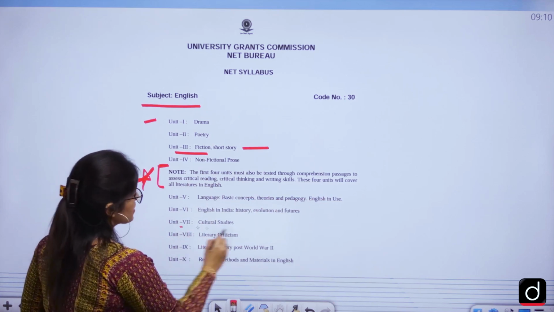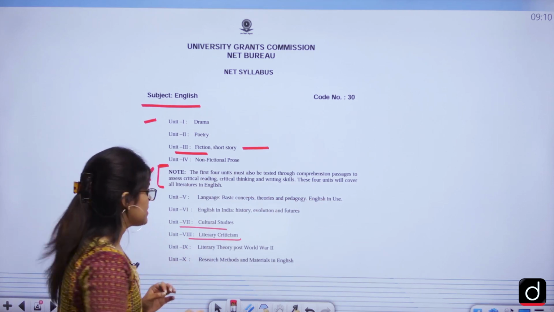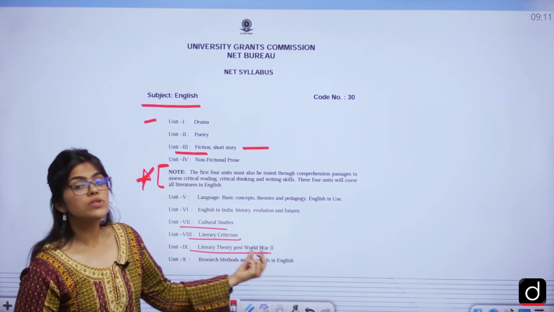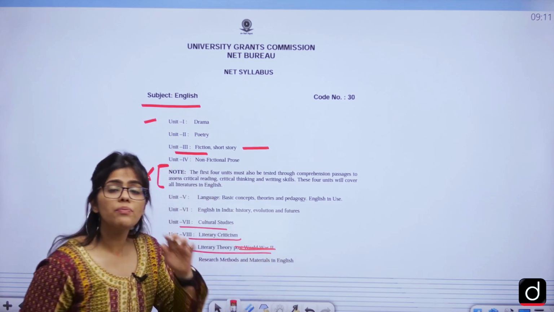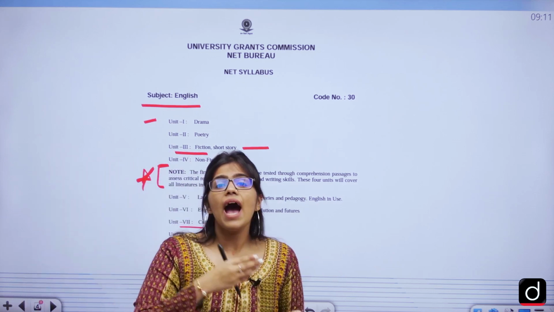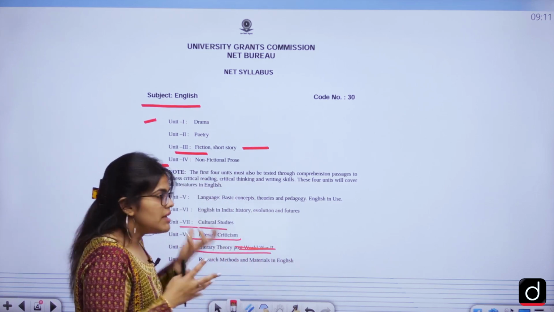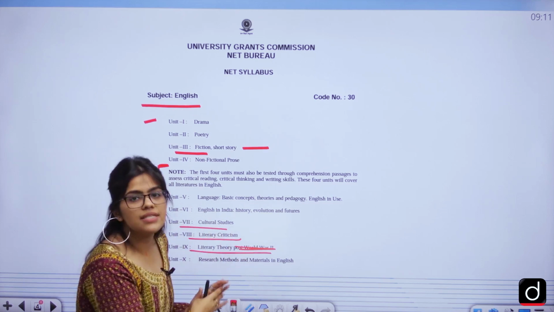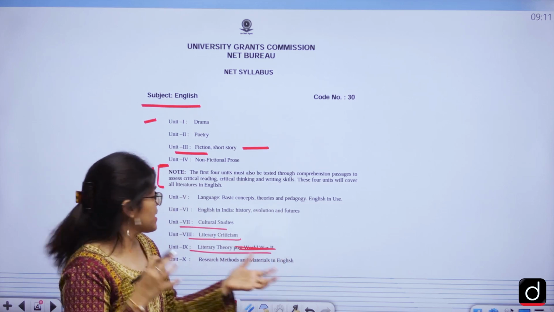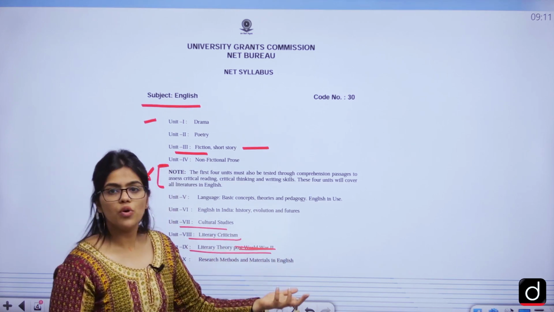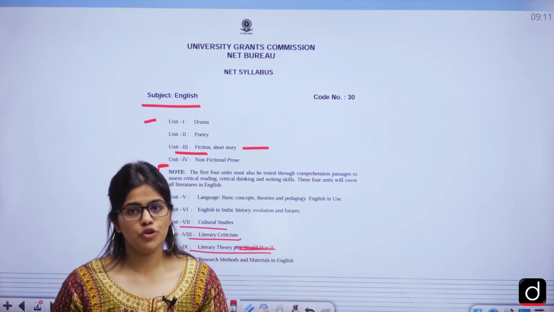Then there is the unit called cultural studies. Then there is literary criticism. Then there is literary theory post-World War. Now don't get confused with this word post-World War, because there are other contemporary and conventional theories also. That is related to this domain and is asked in this domain, right? So don't get confused with this word. That is written here, the post-World War. So not only the theories related to post-World War are asked, but the other theories also.